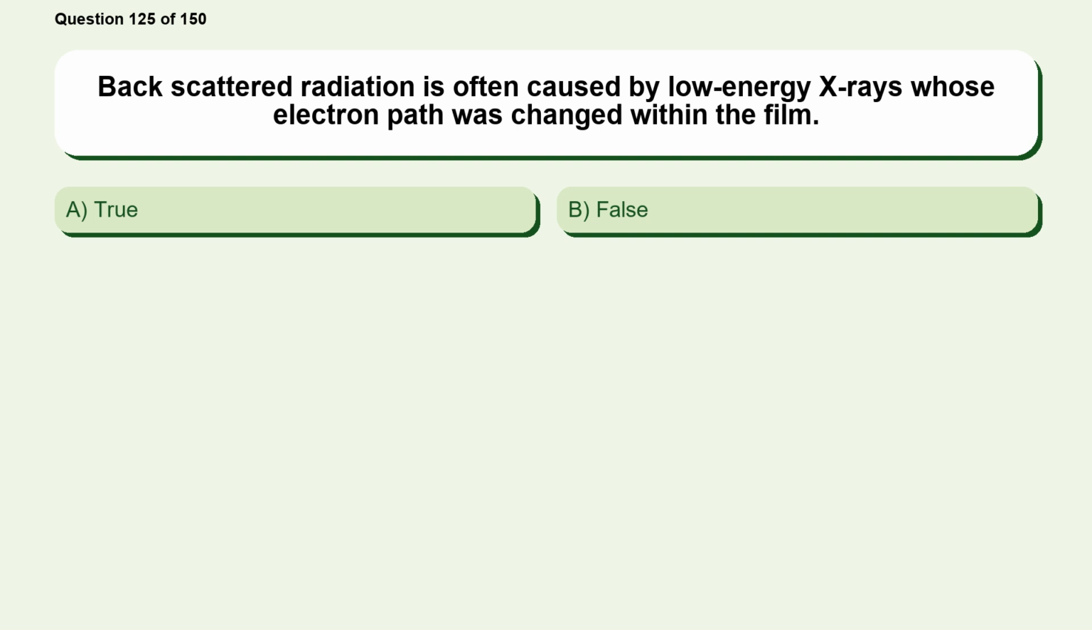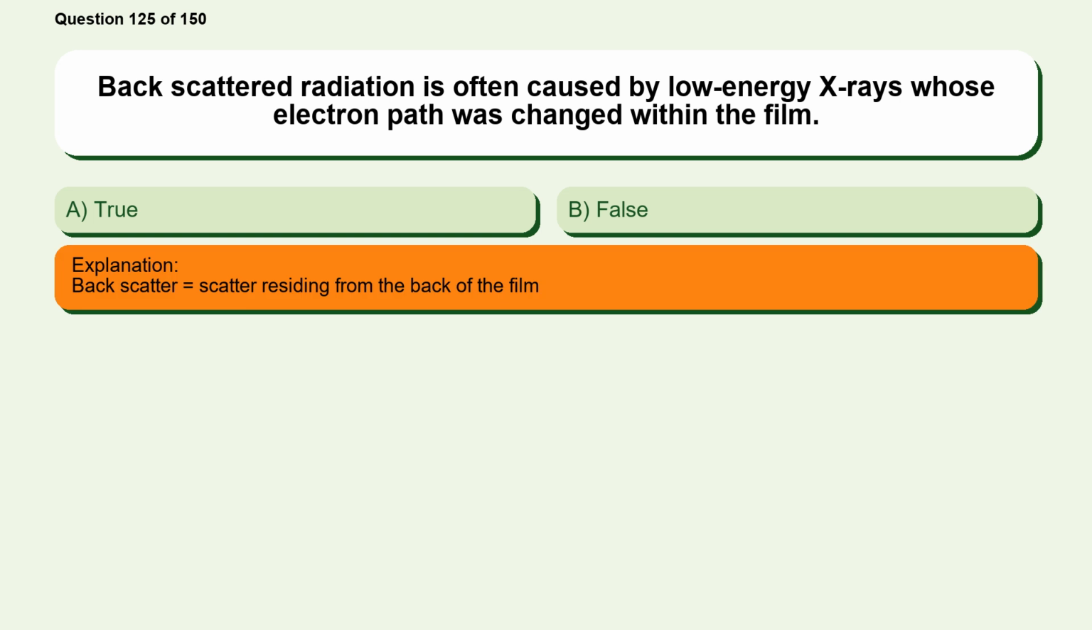Question 125. Backscattered radiation is often caused by low-energy X-rays whose electron path was changed within the film. Option A, true. Option B, false. The correct answer is option false. Backscatter equals scatter radiating from the back of the film.